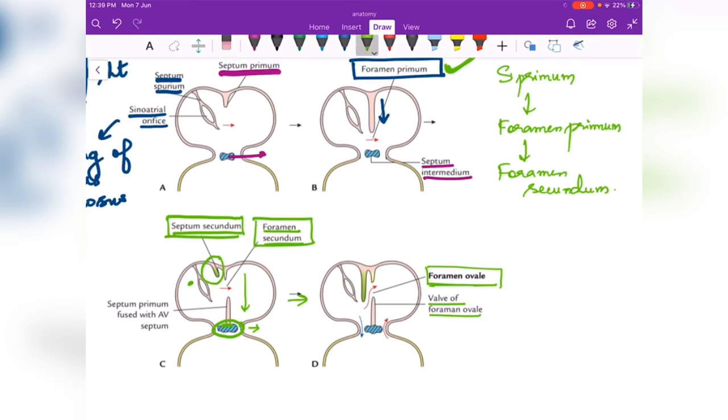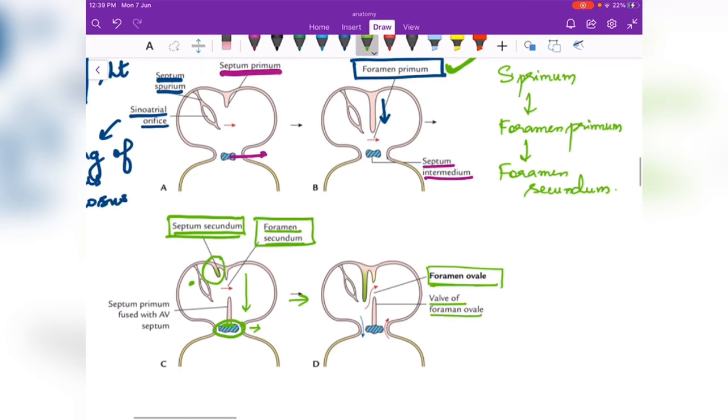So the blood flows only from right to left. It can never come back because the septum primum is quite sturdy, so it cannot flow back. From left to right the blood won't flow. So what happens once the child is born? Once the lungs start functioning, there will be flow of blood into the left atrium through the pulmonary vein.